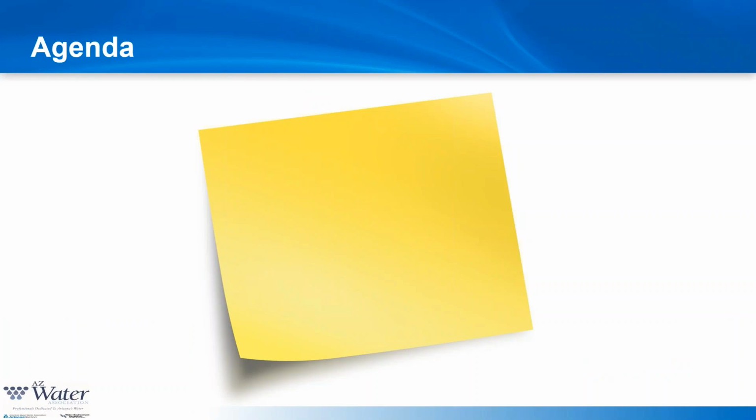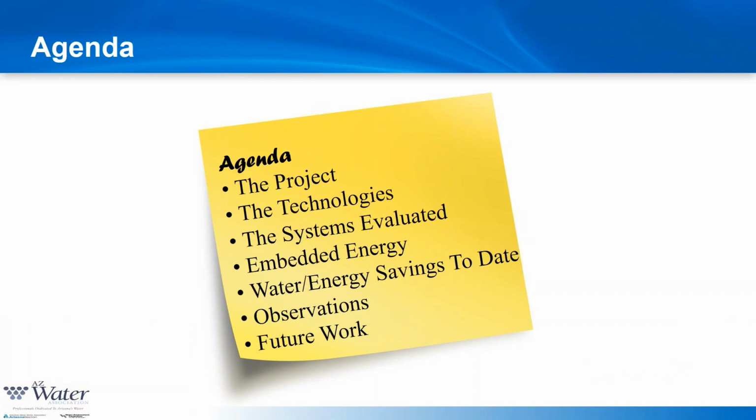So here's a brief agenda. We're going to talk about the project, the technologies and systems evaluated, the embedded energy: what is that, how do we calculate it, what does it mean. Then the water and energy savings to date, and by that it's about the past 6 months, where we had some really good data and water saved. Then observations, some unintended consequences, and some things we noticed along the way that lend themselves to not just find them and fix them, but prevent them.